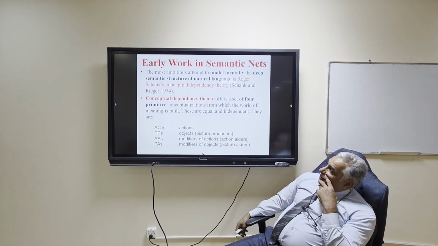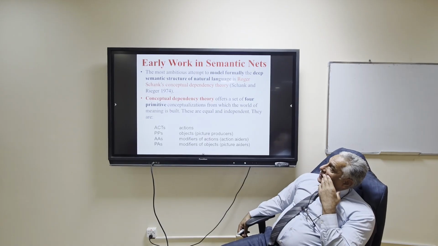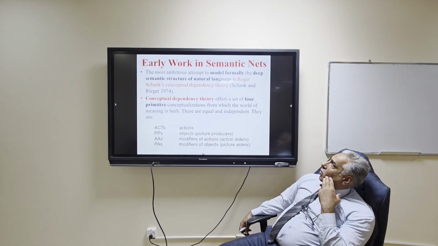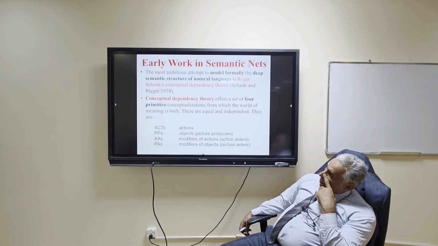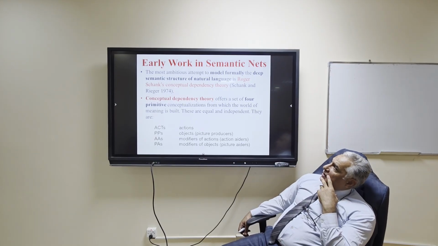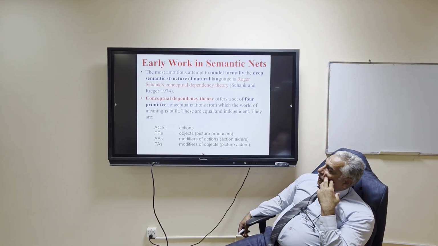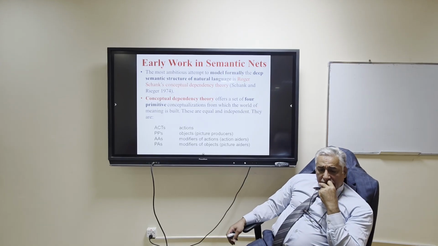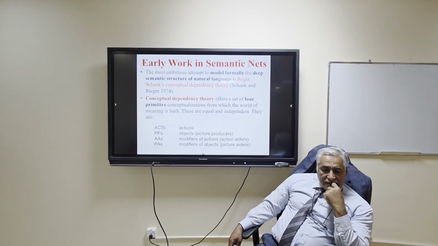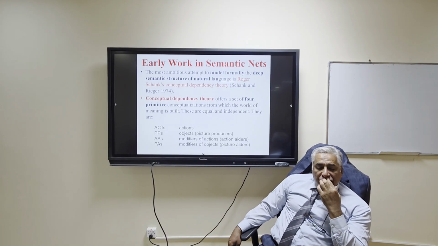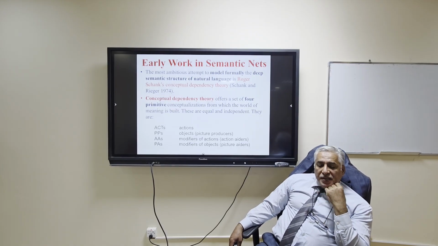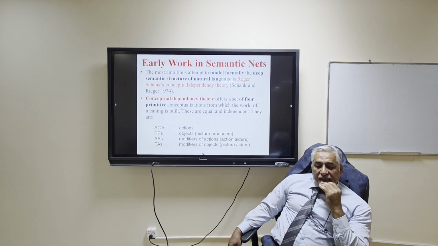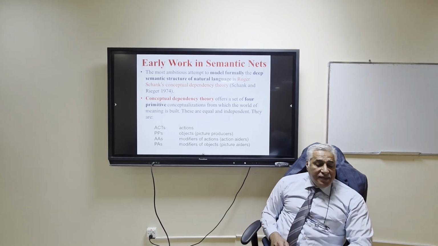And the most ambitious attempts to model formally the deep semantic structure of natural language program is conceptual dependency theory. Thus, the conceptual dependency theory offers a set of four primitive conceptualizations from which the world of meaning is built. These are equal and independent.